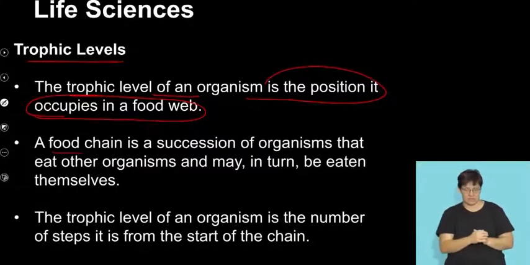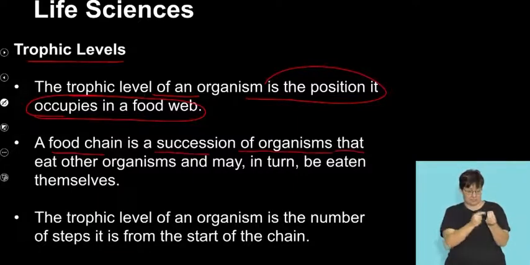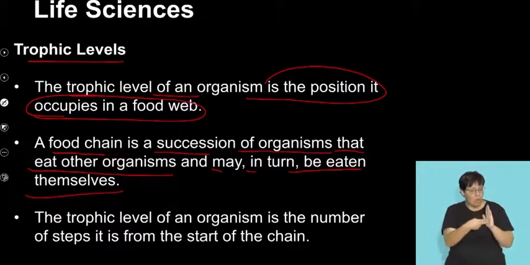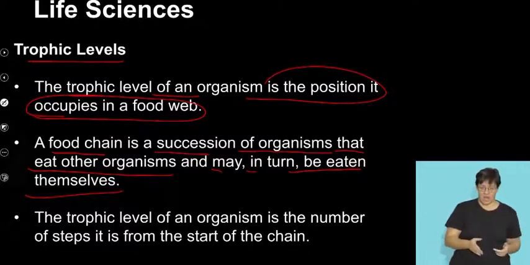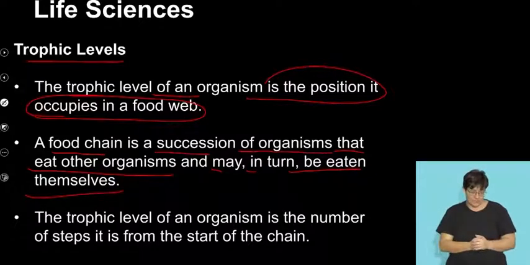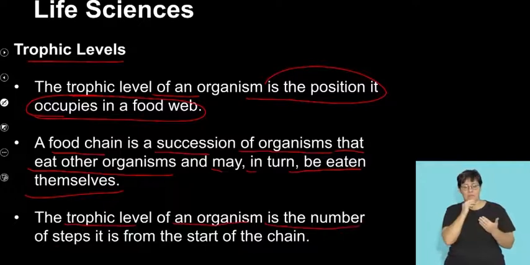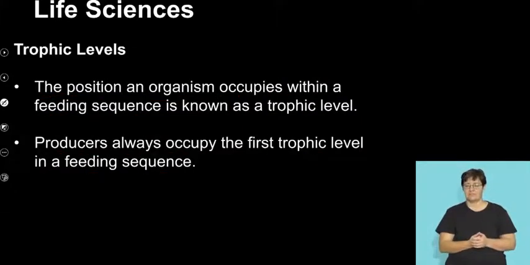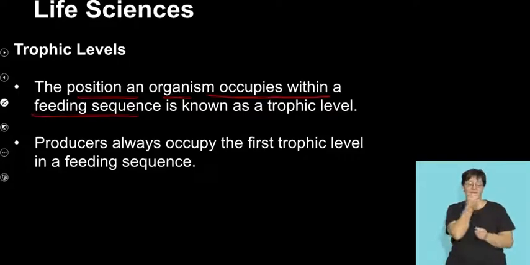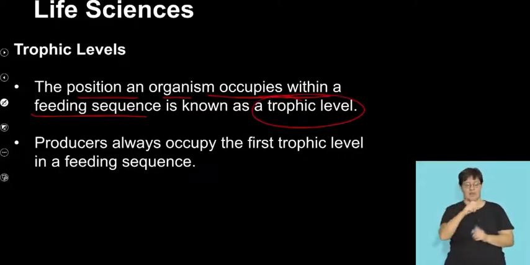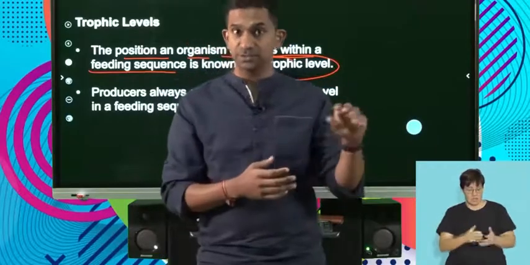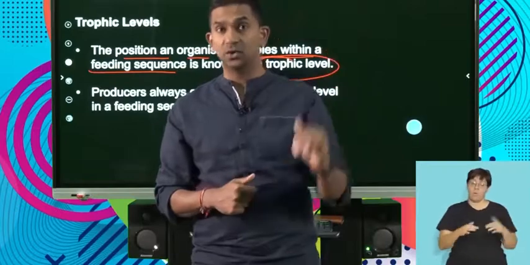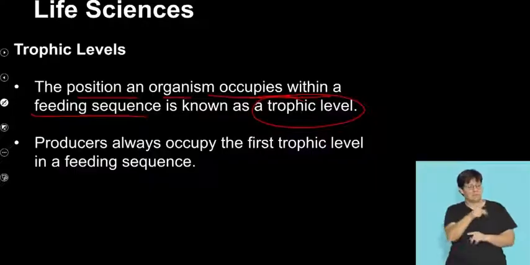A food chain is a succession of organisms that eat other organisms and may, in turn, be eaten themselves. So the roles and positions may vary as producers, consumers, or even secondary consumers. This means that the trophic level of an organism is the number of steps it is from the start of the food chain. The position an organism occupies within a feeding sequence is known as its trophic level. So it's important that we understand where they are.